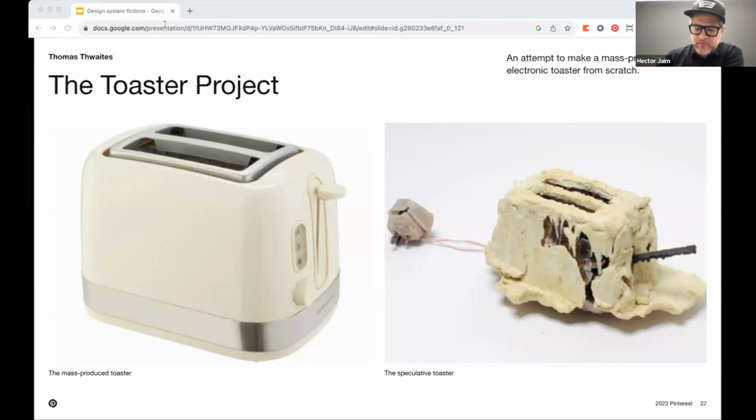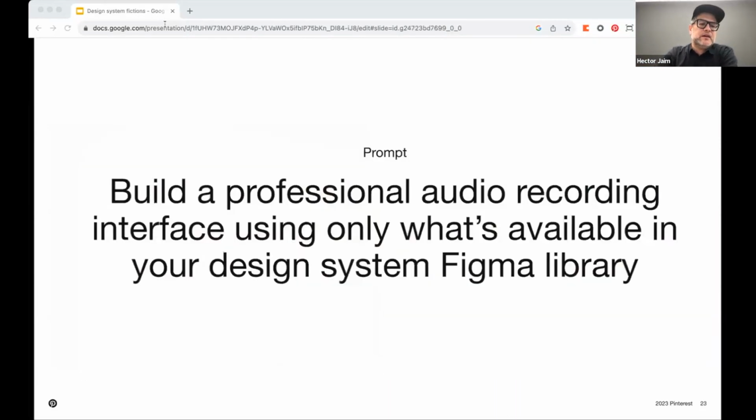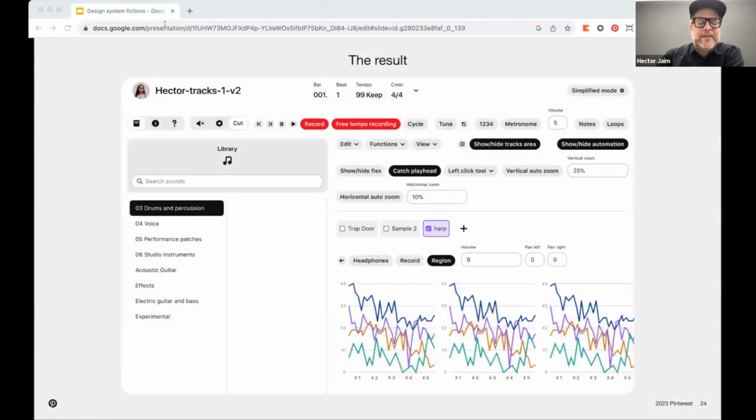like a speculative project? So the prompt here is to try to build a professional audio recording interface using only what's available in your design system Figma library. In this case, I used Gestalt and just our Figma library. I always say that our system is a lot more flexible, but I tried to create this audio interface like, say, Logic. I actually used Logic Pro from Apple and saw if I could recreate it.